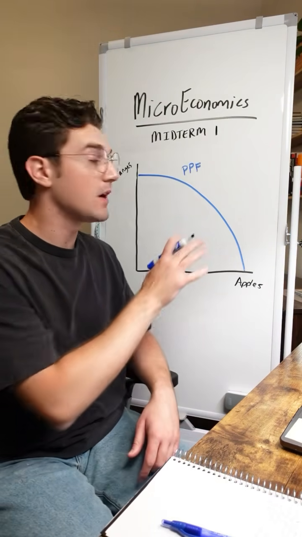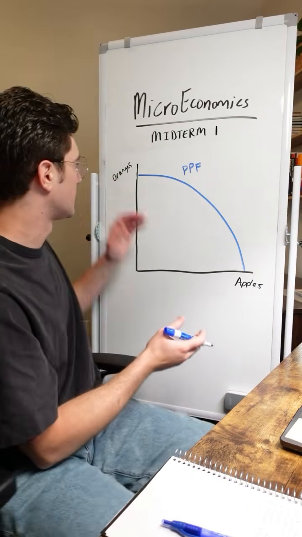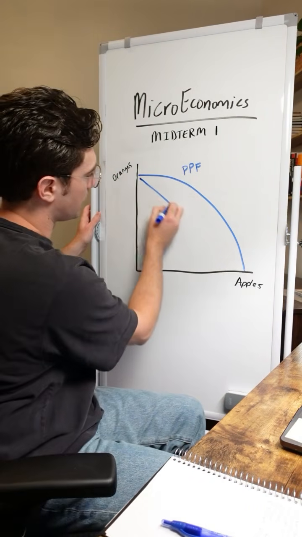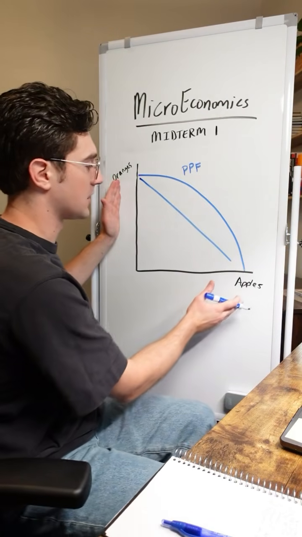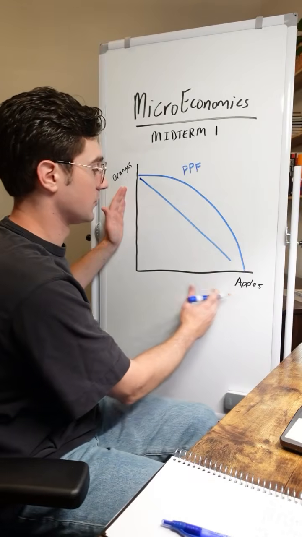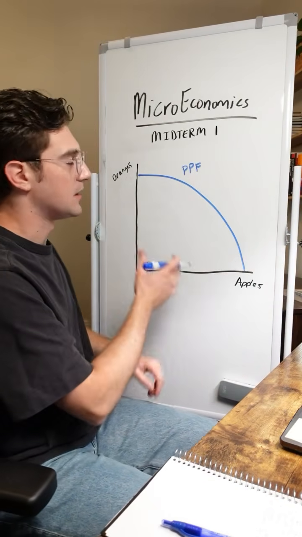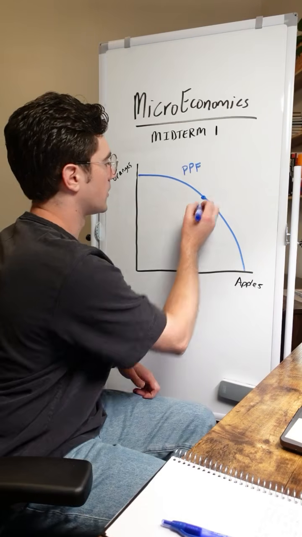To start here, we've got a curved PPF that embodies the increasing opportunity cost between oranges and apples. If it were just a straight line like this, that'd mean that there is a constant opportunity cost between oranges and apples. You'd be sacrificing the same number of oranges every time to produce more apples. Besides the point here, basically our goal with this PPF is to be producing along the curve somewhere.